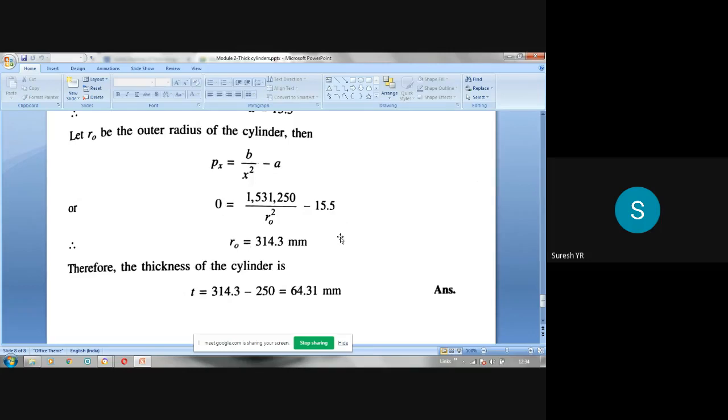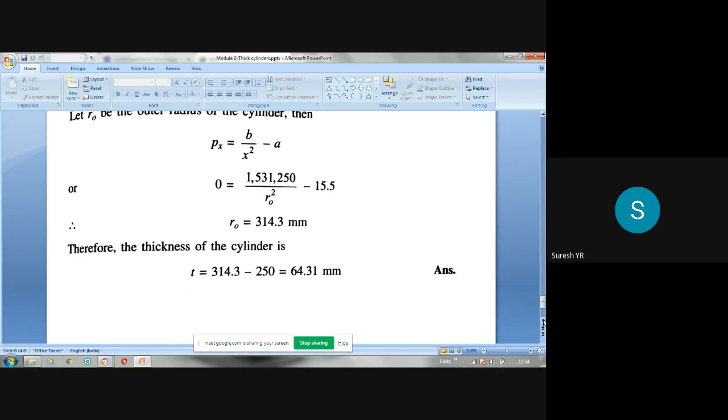Suppose if they give any external pressure P0 value, that value you have to take here. If they give 10 Newton per mm square or 20 Newton per mm square, some external pressure value, that value you have to take here. When x is equal to R naught, Px becomes P naught. But here he has not given that. They may give some value. If they give that value you have to substitute here and the procedure remains same.